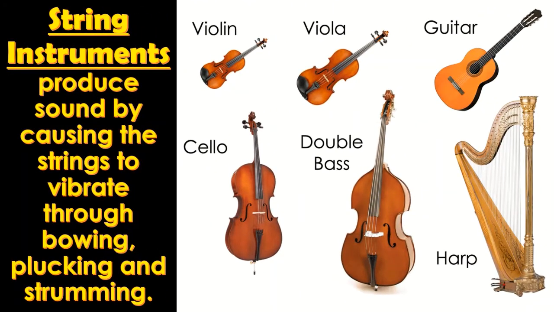Let's talk about the family of string instruments. These instruments produce sound by causing the strings to vibrate through bowing, plucking, and strumming. Examples are violin, viola, guitar, cello, double bass, and harp.